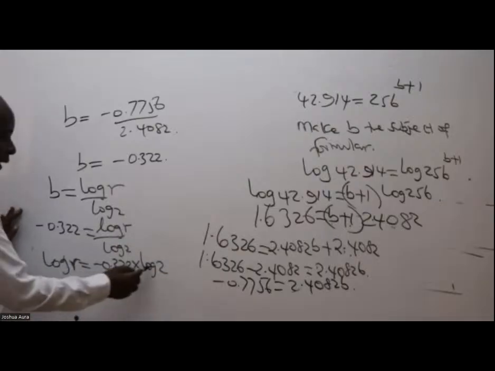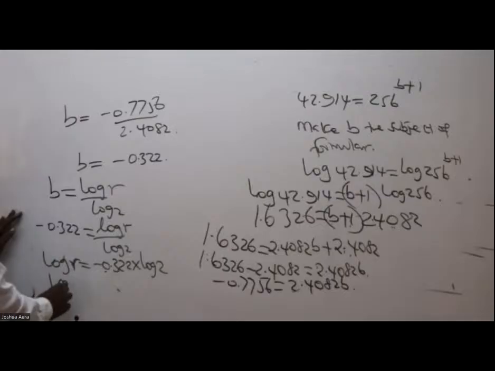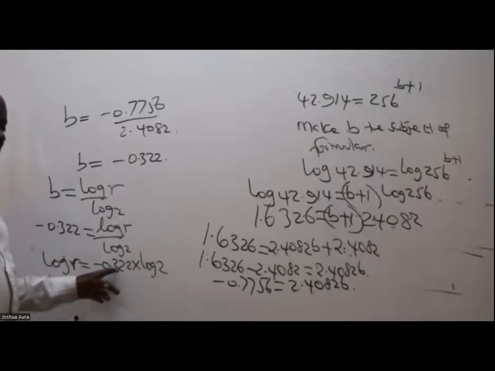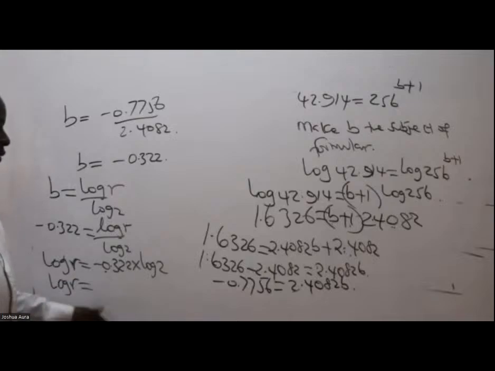So could you kindly multiply this for me to enable me get log R? Multiply these two and give me an answer. No shortcut, I don't want any shortcut. I'd want somebody to give me a multiple of the two. What are we able to get there?